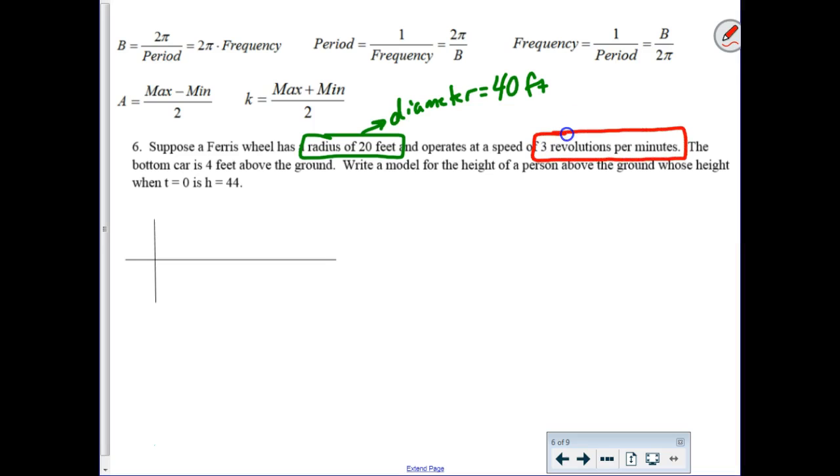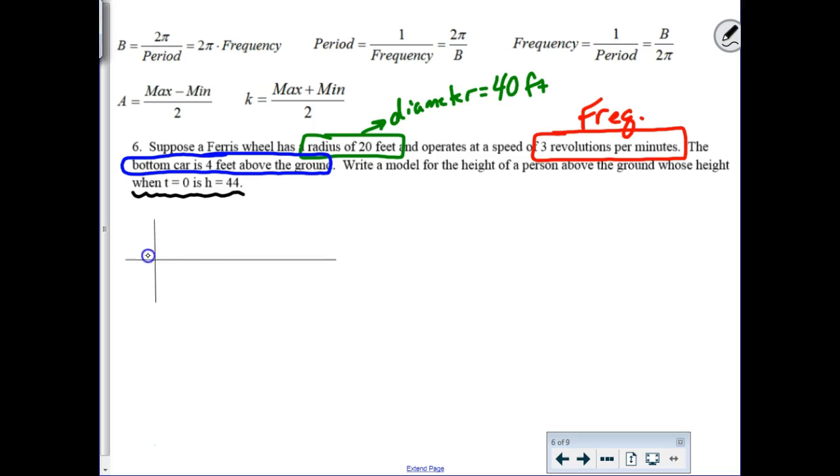What kind of a clue is that? That is frequency. All right, there's a clue down here that says the bottom car is 4 feet above the ground. Well, yes, I would hope it's above the ground, but it is 4 feet above the ground. And then they want me to write a model. There's one more clue they snuck in because we have to be told where to start this graph. When t equals 0, the height is 44.